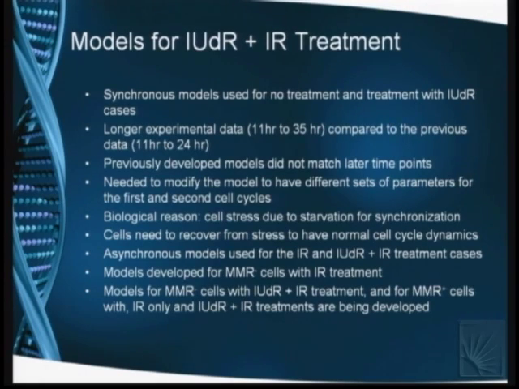And we have used asynchronous models for the cases where the cells were treated by IR and IUDR plus IR, because the cells are already asynchronous when the IR was applied. And we are using the synchronous models with no treatment and IUDR treatment to obtain the initial conditions for these asynchronous models. Currently, we have finished developing the models for mismatch repair deficient cells with IR treatment, and we're working on developing the models for deficient cells with IUDR plus IR treatment, and for proficient cells with IR only and IUDR plus IR treatment.